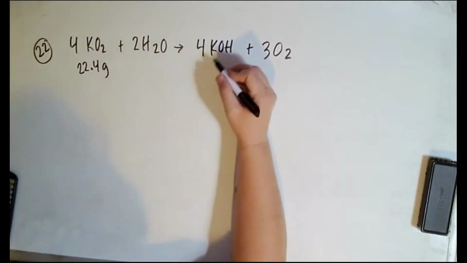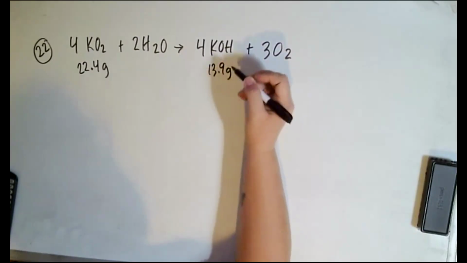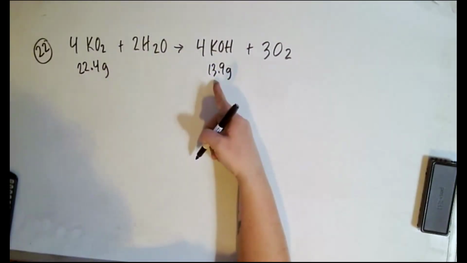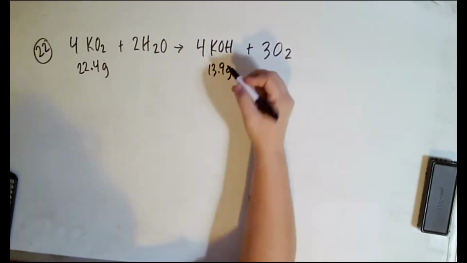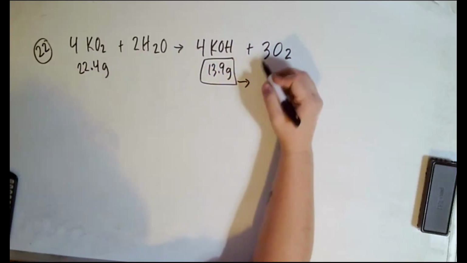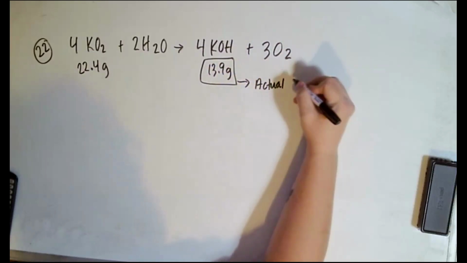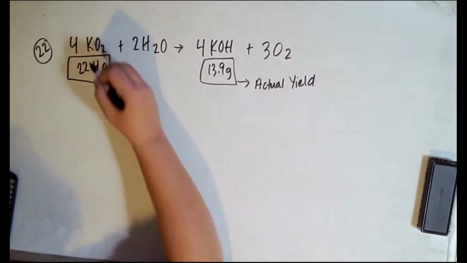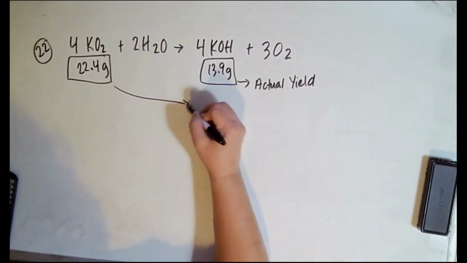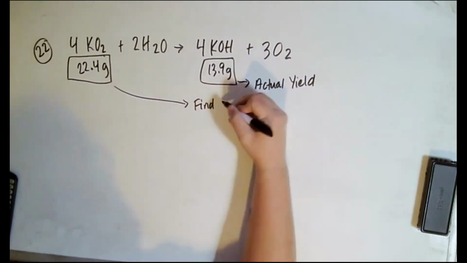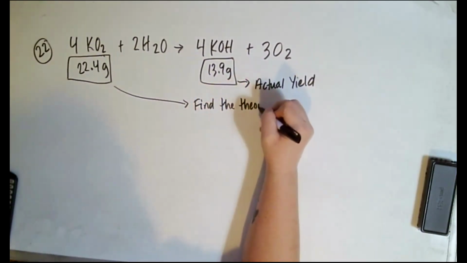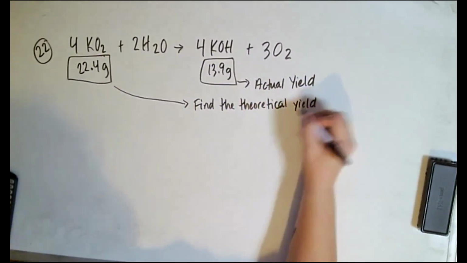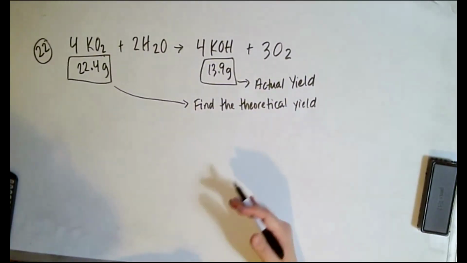And it's going to produce 13.9 grams of KOH. Again, when they give us a reactant amount and they give us a product amount, this product amount that they give us represents our actual yield. Okay. And we have to use our reactant amount to find the theoretical yield so that we can calculate the percent yield.